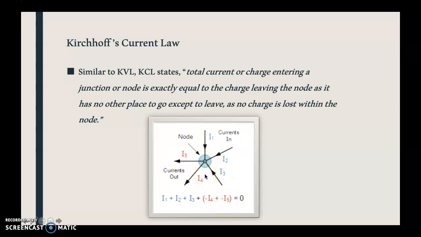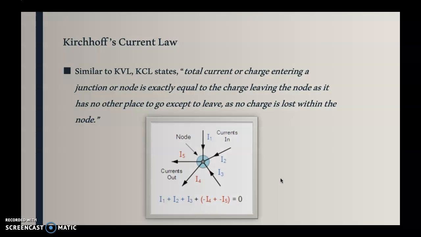But similar to KVL, that can be flipped. You can have currents in being negative and currents out being positive. Either way, as long as you're consistent, this nodal equation will always work. Personally, I flip it again. I do currents in negative, currents out positive, which is what you will see in my example.